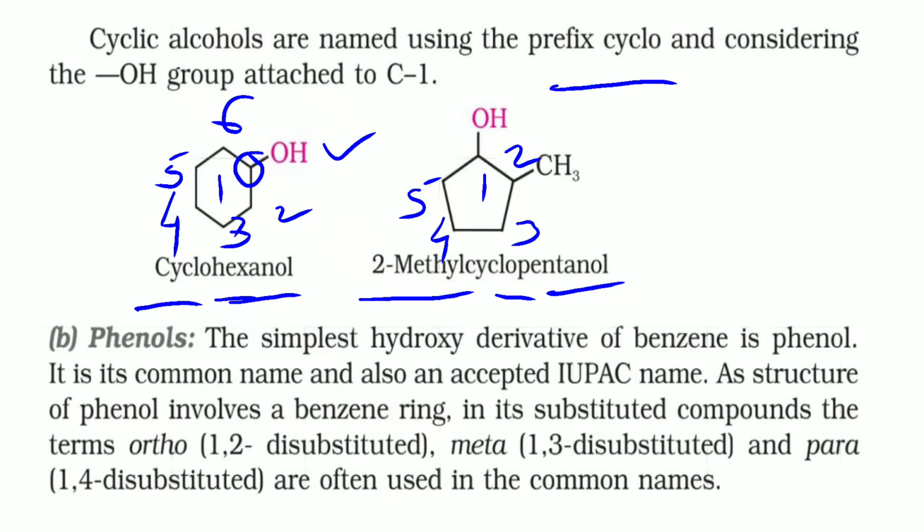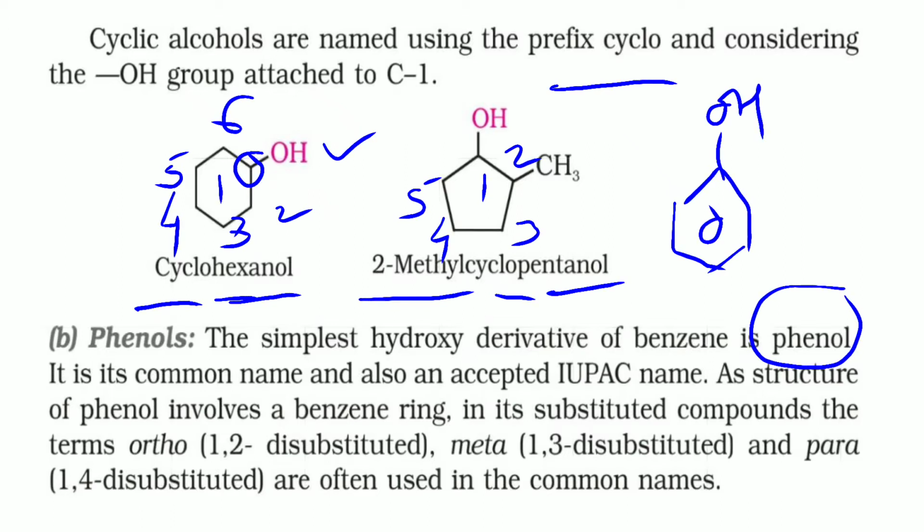Let's come to the phenols. The simplest hydroxy derivative of benzene is phenol. Why? Because if you write benzene and replace one hydrogen by OH, then it comes like this, and this is phenol.